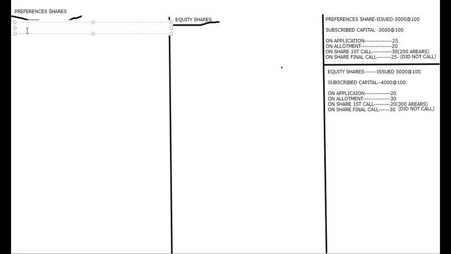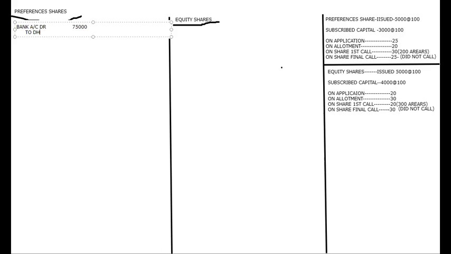Now first one. Here, first which entry we have to write? Application entry. I said for application, first we are going to have the received entry. So we call it bank account debit. So how much is the amount? 3000 into 25 rupees. How much will it be? 3000 into 25 rupees means it is going to be 75,000. So here 75,000 I have received.